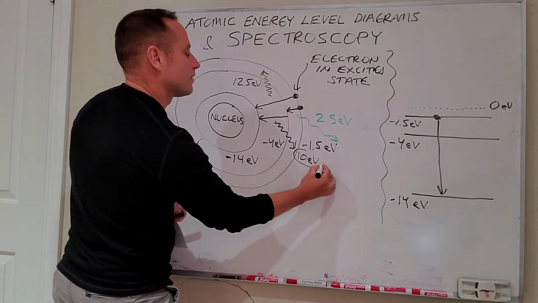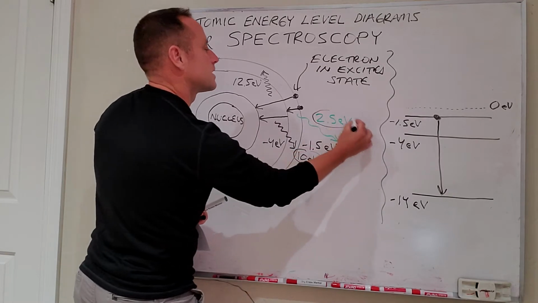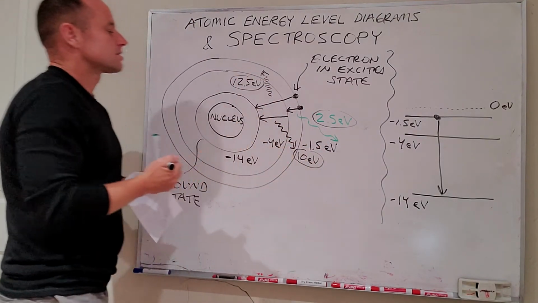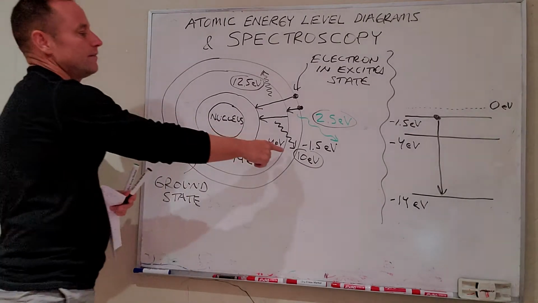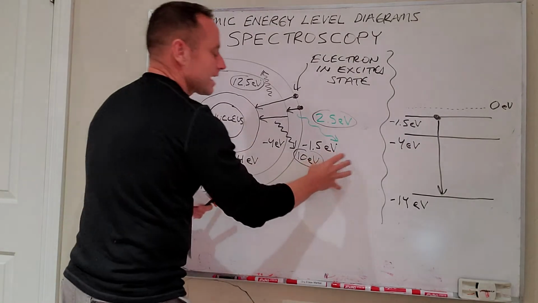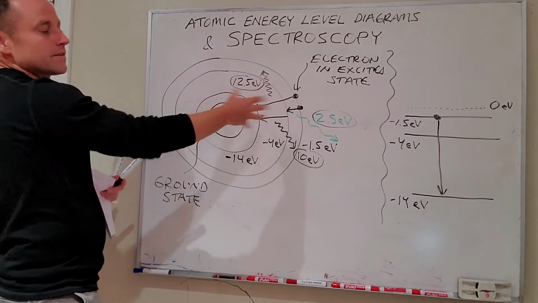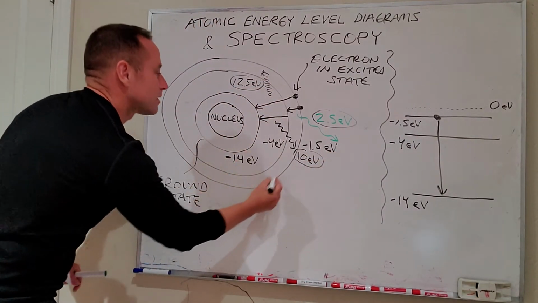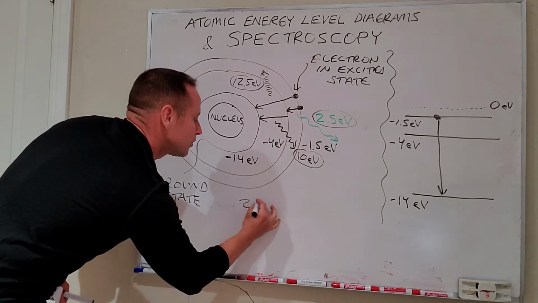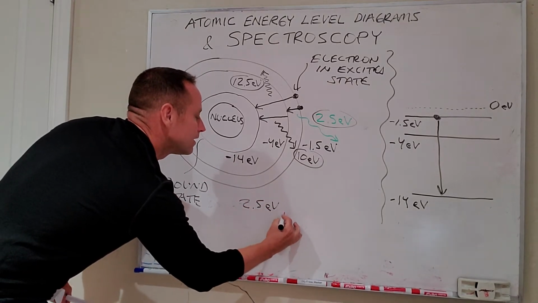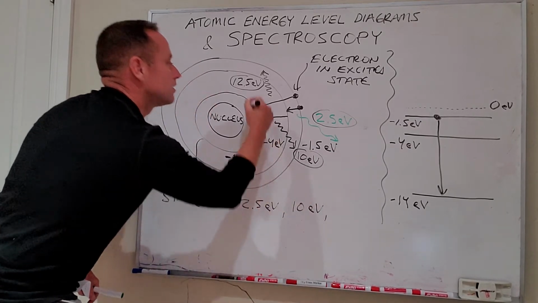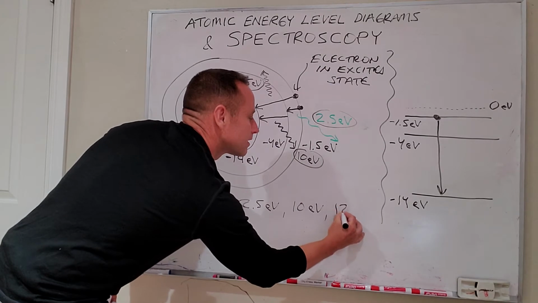So maybe I'll circle these just so they look different. So you have a 10 eV photon, 12.5 eV, and a 2.5 eV. These photons are kind of like a fingerprint of this atom, right? In fact, I'm just going to list them down here. Looks like we have a possibility of a 2.5 eV, 10 eV, and a 12.5 eV photon.